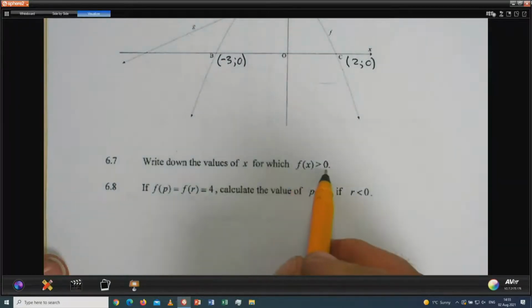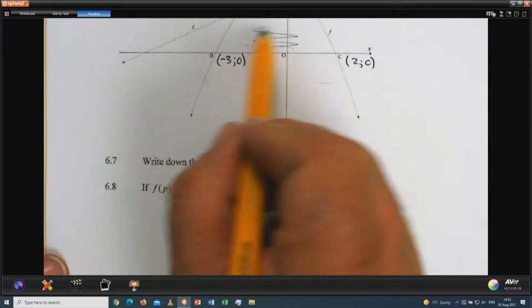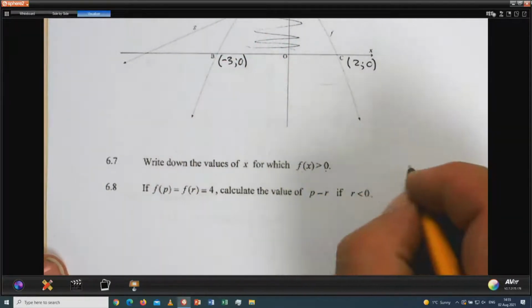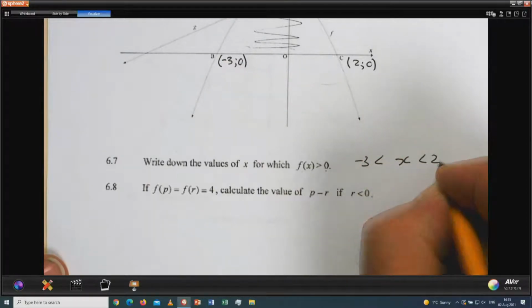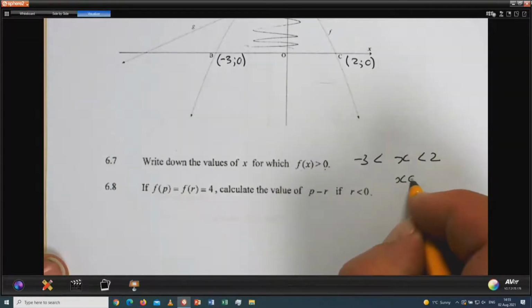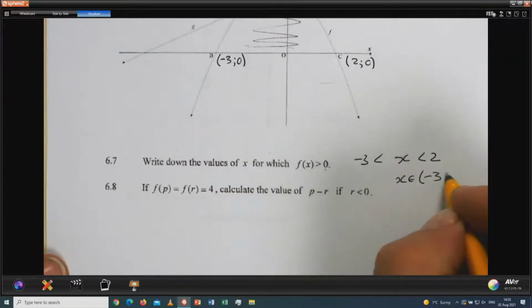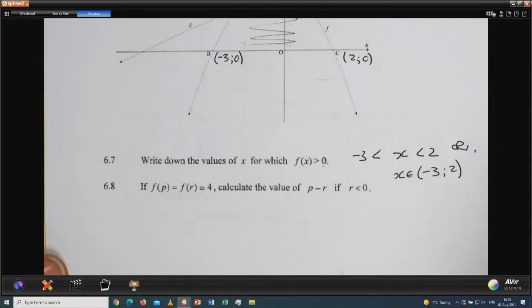Now, where is f(x) greater than 0? f(x) is greater than 0, it's positive, between those two values. So we can say for x is greater than negative 3 but less than 2. Or you can say that x is an element of (negative 3, 2), round brackets. Any of those two notations are correct.